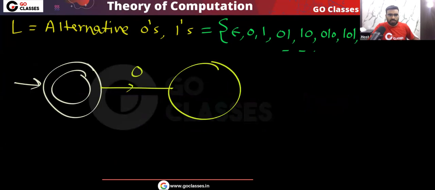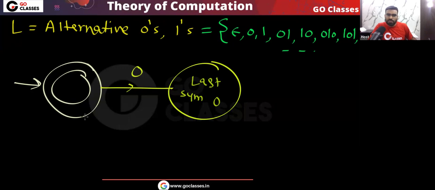Okay, that's it. So this is the simple idea: in the initial state, if 0 comes, then I will say that the last symbol was 0. Yes or no? Can I say the last symbol was 0? I can say the last was 0. Last symbol was 0.